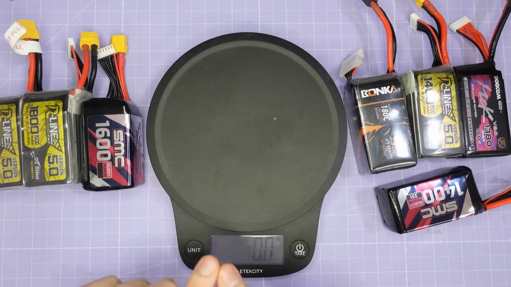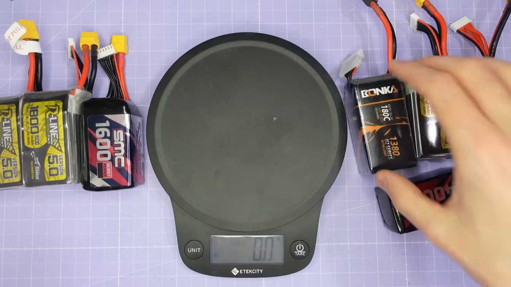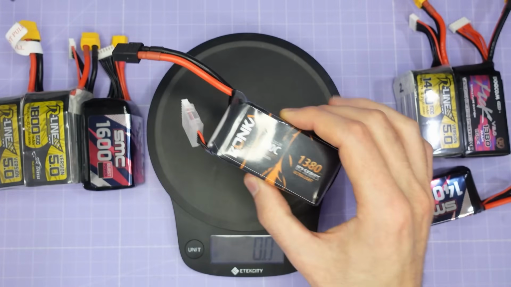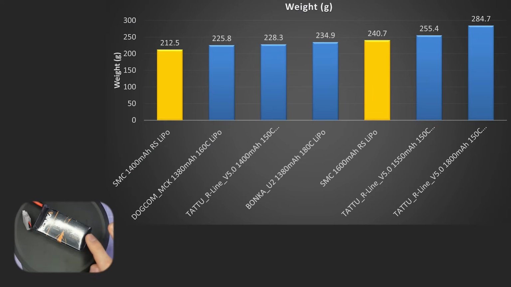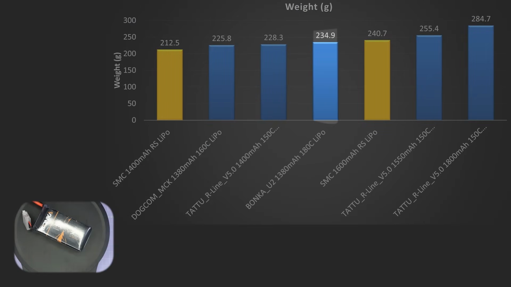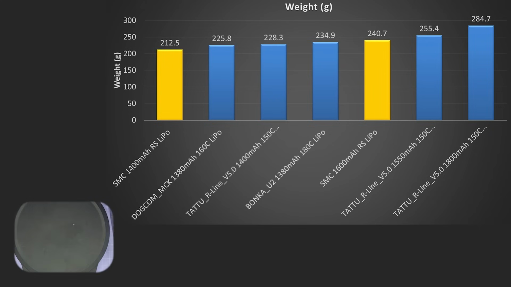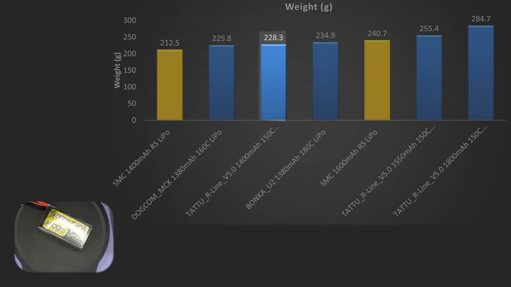All right, let's start by putting these packs in context by taking some weights, and we'll start with the best 6S pack I've ever tested, the Bonker U2 1380 180C. That weighs 235 grams. The Tattoo R-Line V5 1400, another excellent pack, weighs 228 grams, so it's 7 grams lighter than the Bonker.